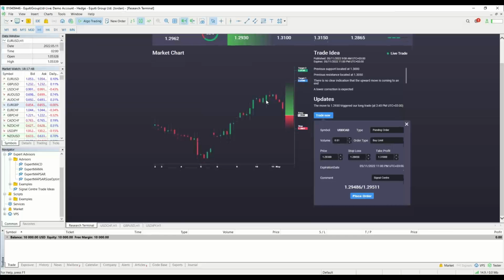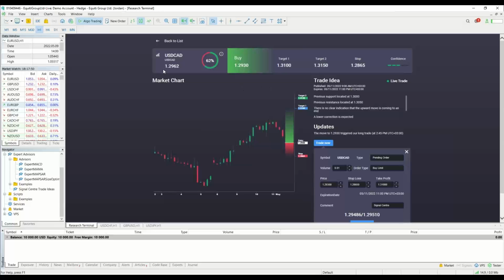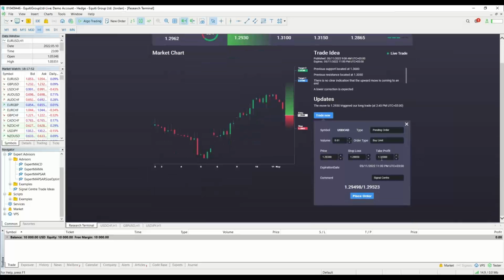We've got the order type in here, which, as we know, is a buy limit. And we've also got the relevant price levels here as well. So we've got the price at which we wish to execute, the stop loss price and the take profit price, and also the expiration.